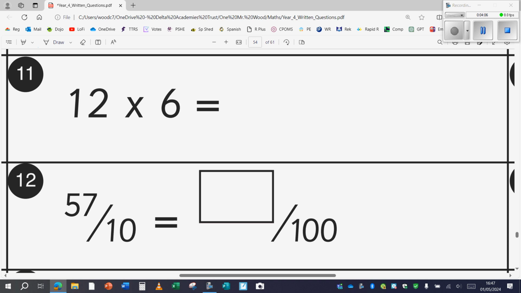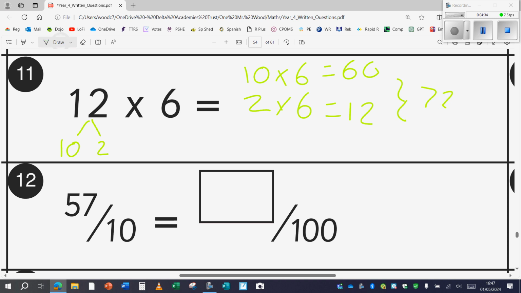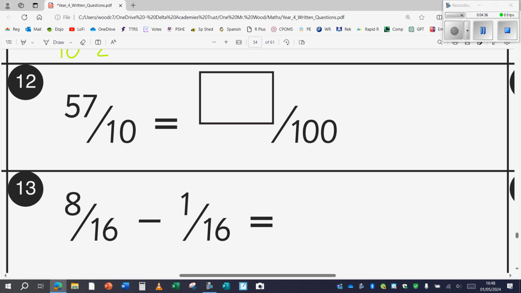12 times 6, then, if they know their 12 times tables, fantastic. If they know their 6 times tables, great. But like with the 7 before, we can understand that 12 is made up of a 10 and a 2. So if we do 10 times 6 and 2 times 6, we would get 60 and 12, add them both together to get to 72. For number 12 here, I've got 57 out of 10 is the same as something out of 100.